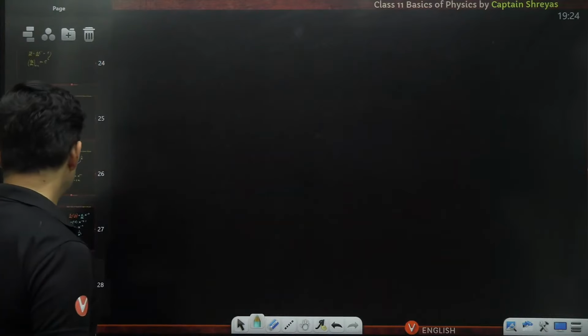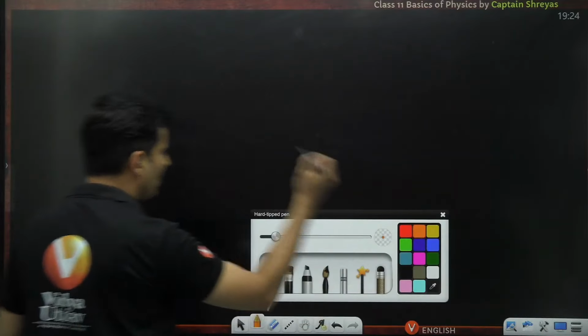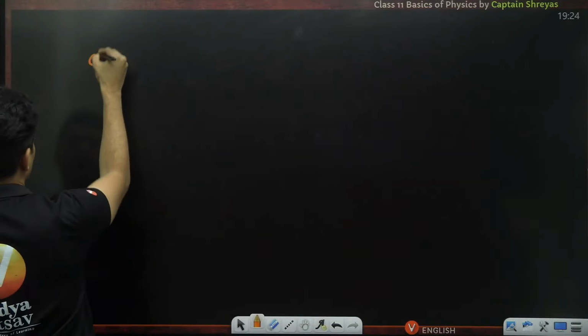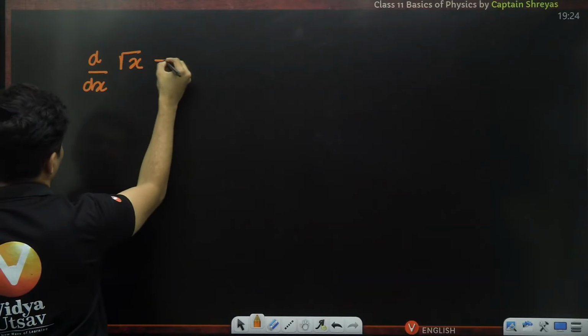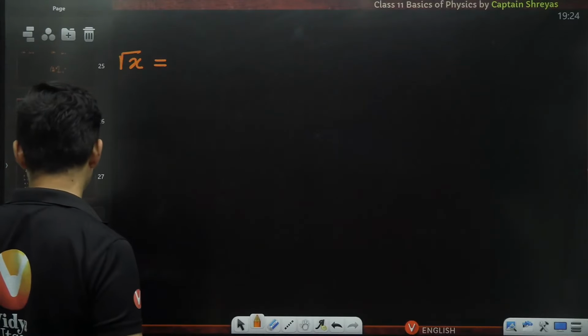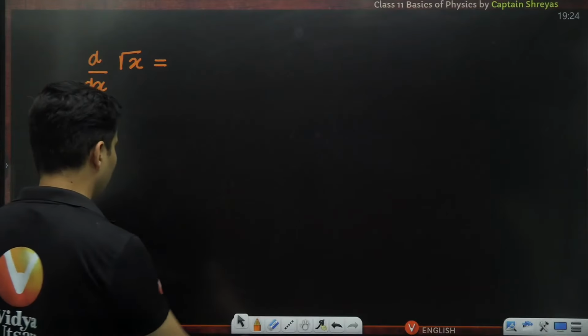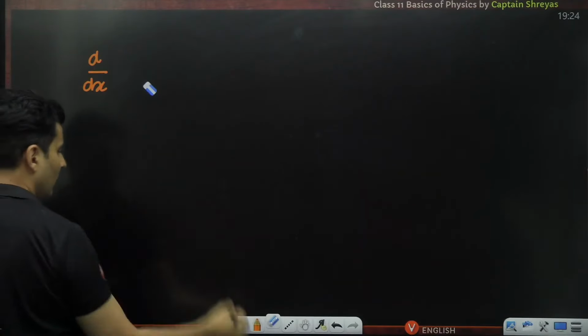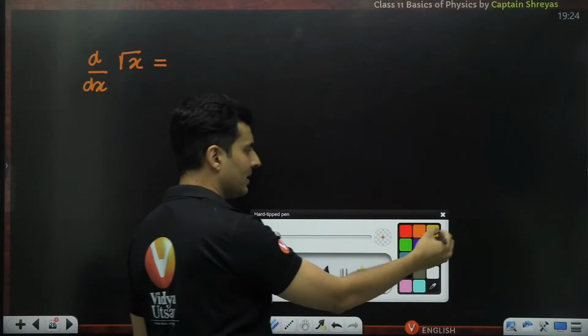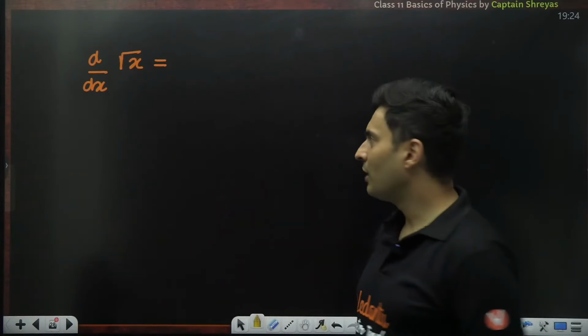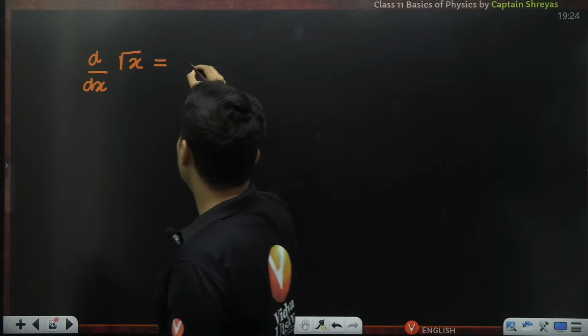Last question on your screen, and here it is. Derivative of root of x, how much is it? Just try to figure this out. This is your last question. Come on, guys.